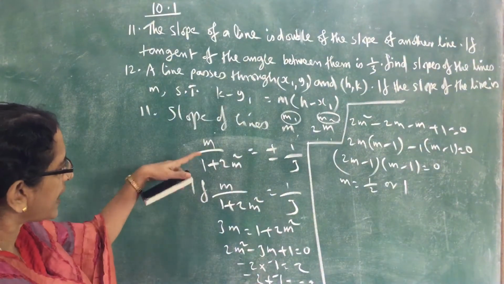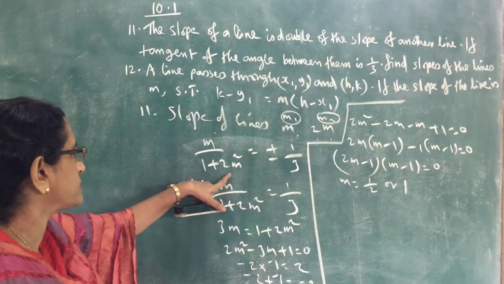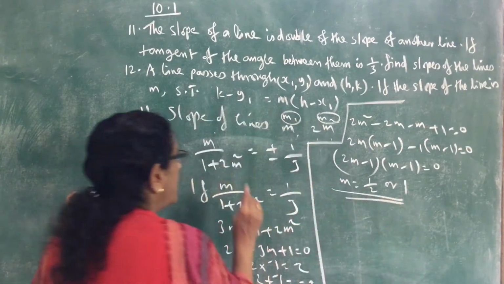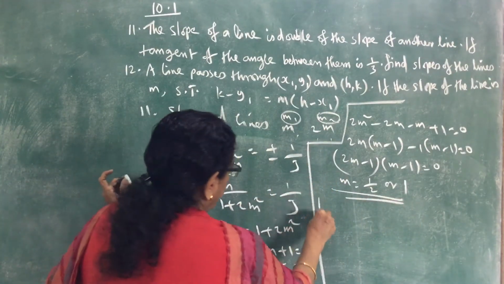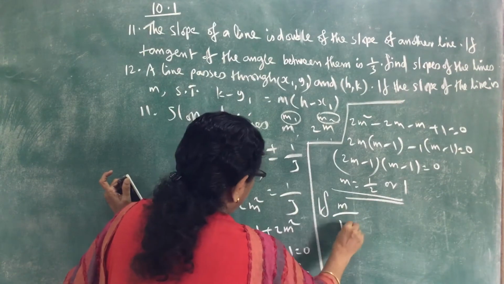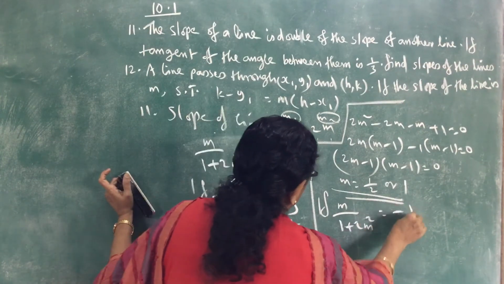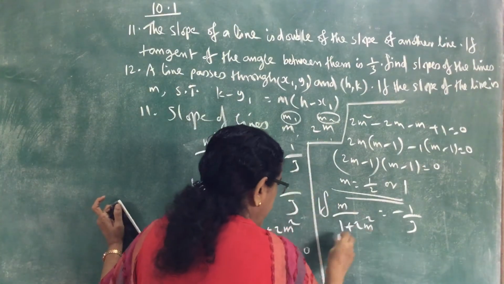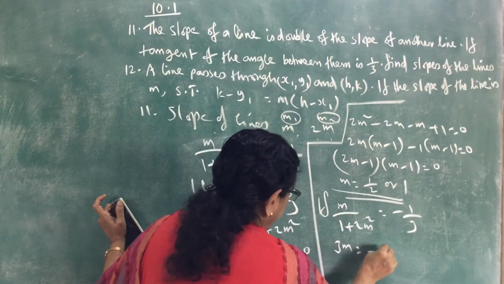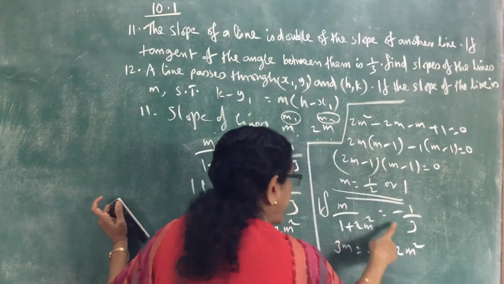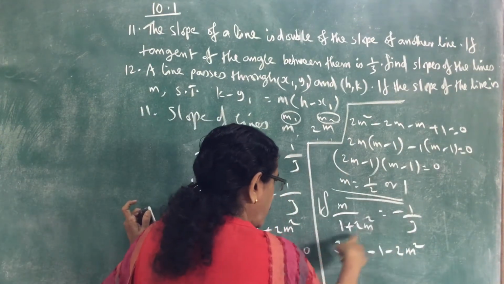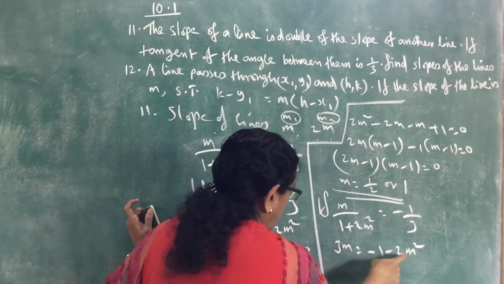Now we have to consider the other case, m by 1 plus m square equal to minus 1 by 3. So this is one set of values. Now consider the other case, if m by 1 plus 2m square equal to negative 1 by 3. Similarly, cross multiply. So 3m equal to minus 1 minus 2m square minus 1 into 1 plus 2m square bracket.